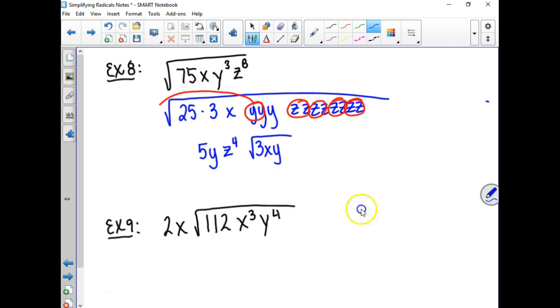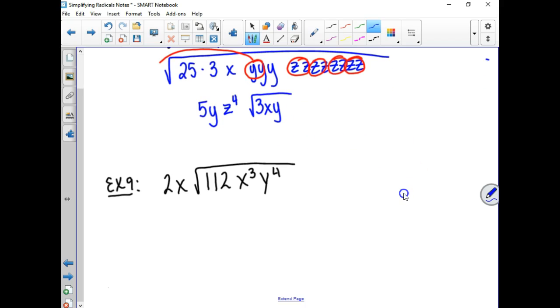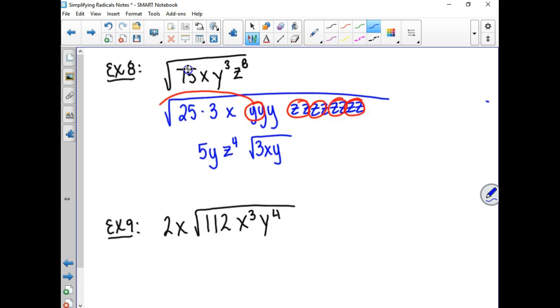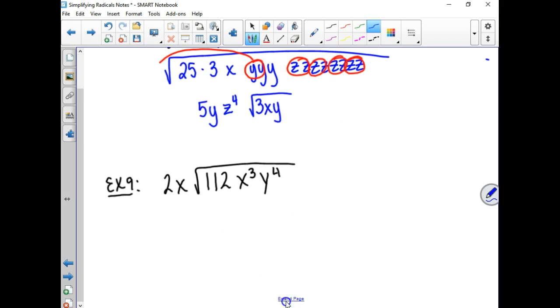Now you might be starting to notice that maybe you could use a shortcut here, because writing all those out is kind of difficult. So if you have an odd variable, you'll have a leftover. You must keep that in mind. Even variables, you're just going to divide the exponent by 2 because they are in groups of 2 here. Let's look at example 9.